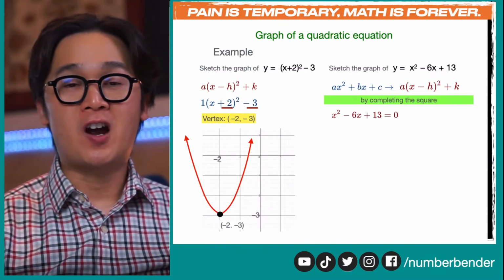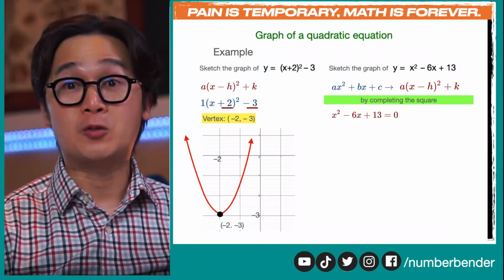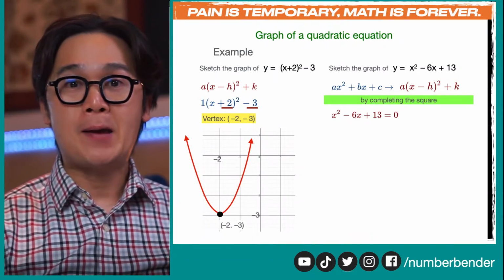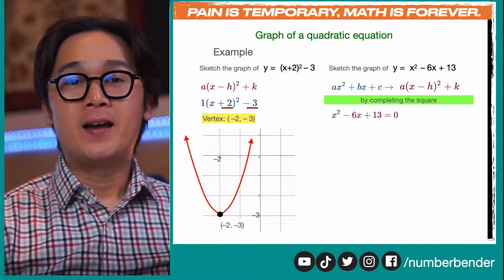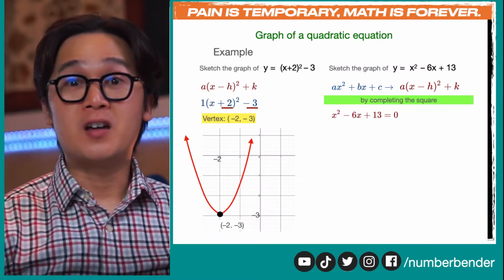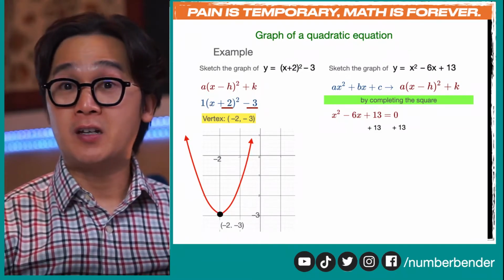So let's start working with our completing the square technique. The first step in completing the square is transferring our constant to the other side of the equation, so we subtract 13 on both sides.